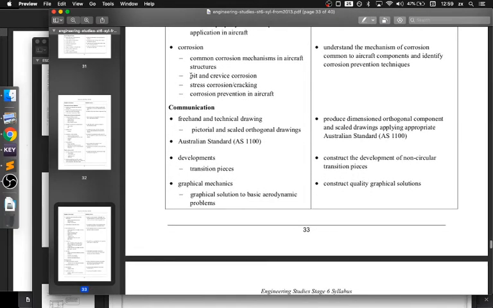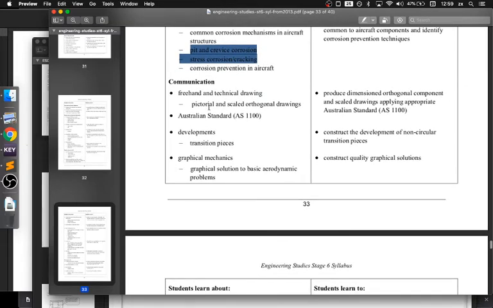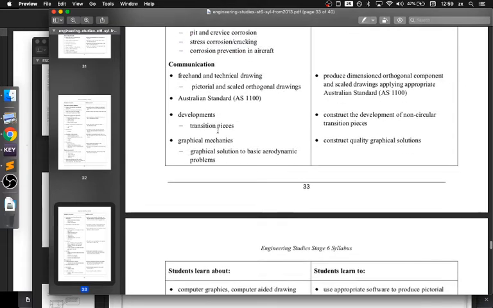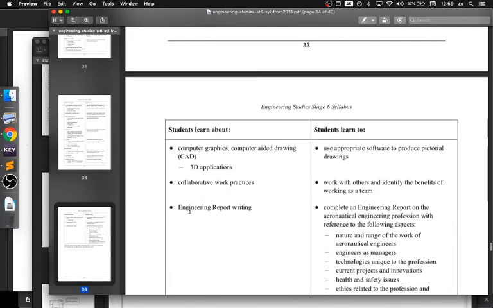Corrosion: we're just talking about corrosion specific to aviation, pit and crevice, and stress corrosion. And then in communication, the big thing is we have to do an engineering report, so that's here.